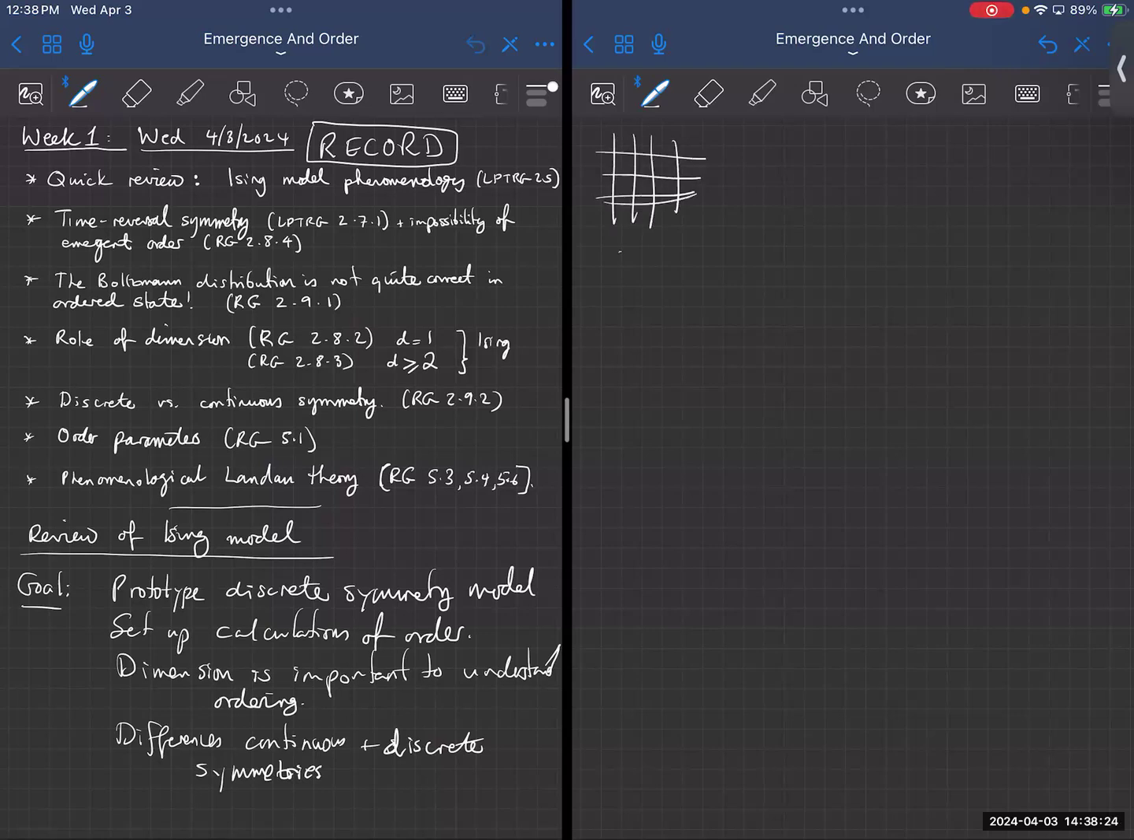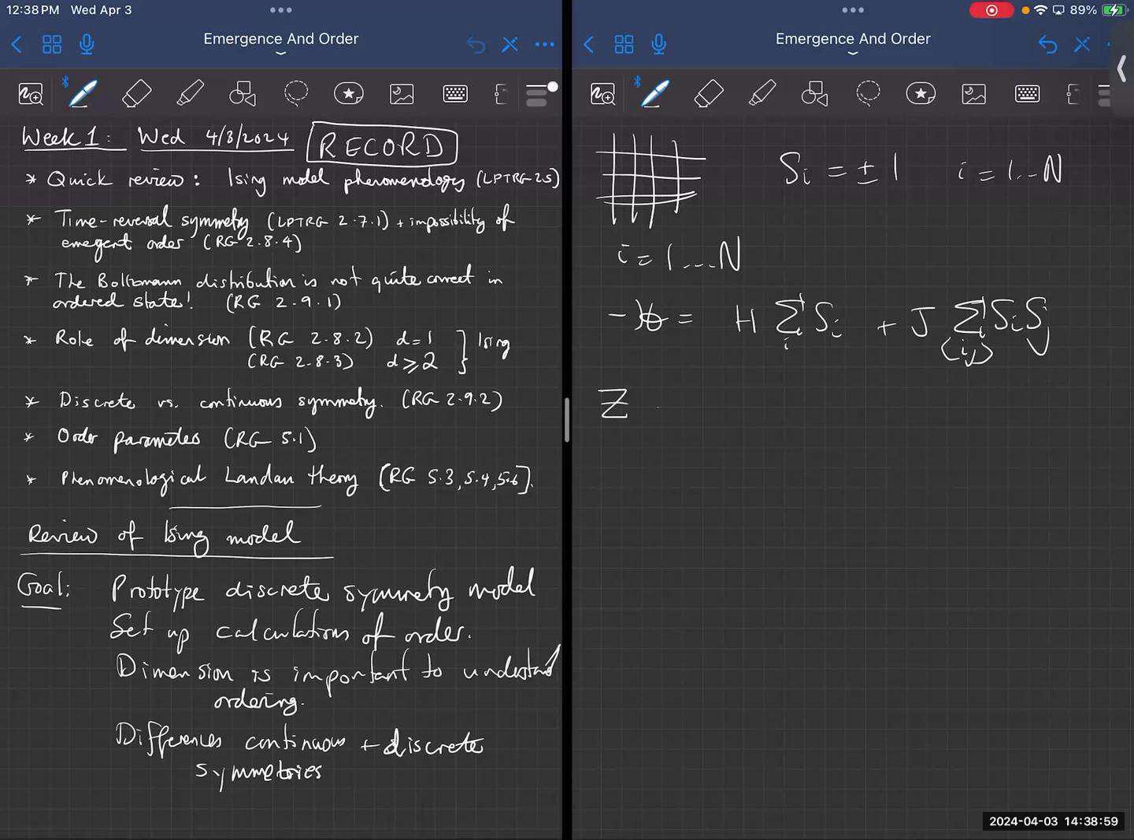So here's our lattice, i equals 1 to N. I have a bunch of spins, plus or minus 1, where i goes from 1 to N. So that's the system. The Hamiltonian is h sum over i, s_i, plus J sum over i and j, s_i s_j, and in principle there can be higher order terms.